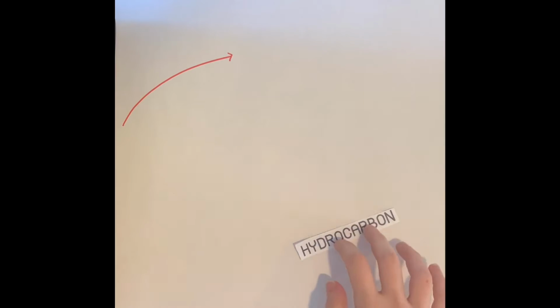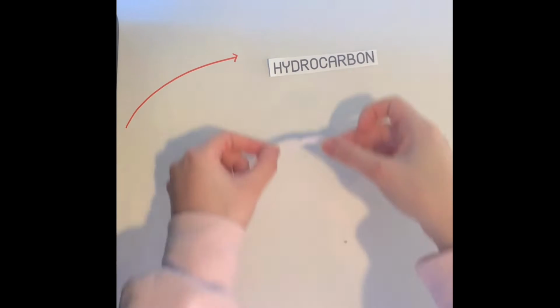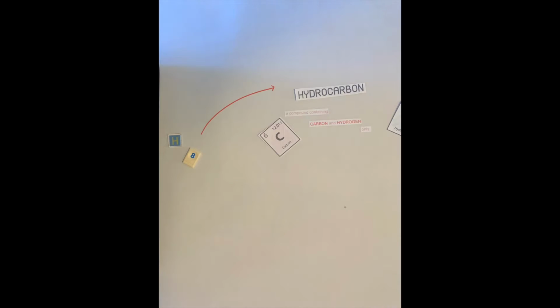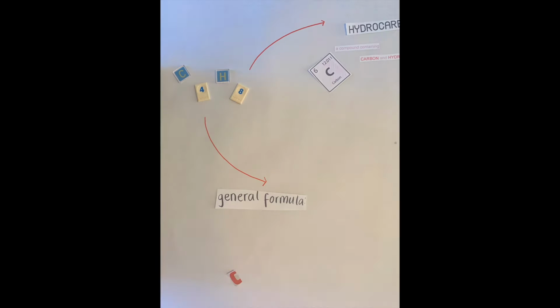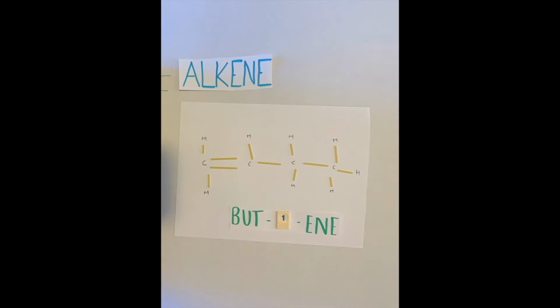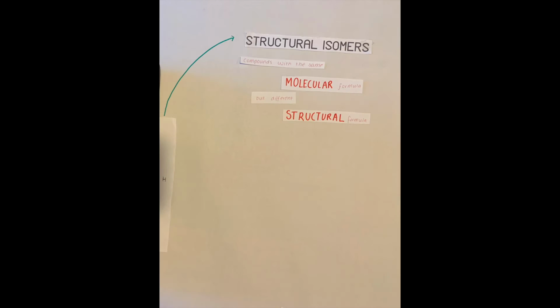C4H8. First of all, it's a hydrocarbon, a compound made of carbon and hydrogen atoms only. It has a general formula of CnH2n, which tells us it's an alkene. In this case, but-1-ene. But what about its structural isomers?